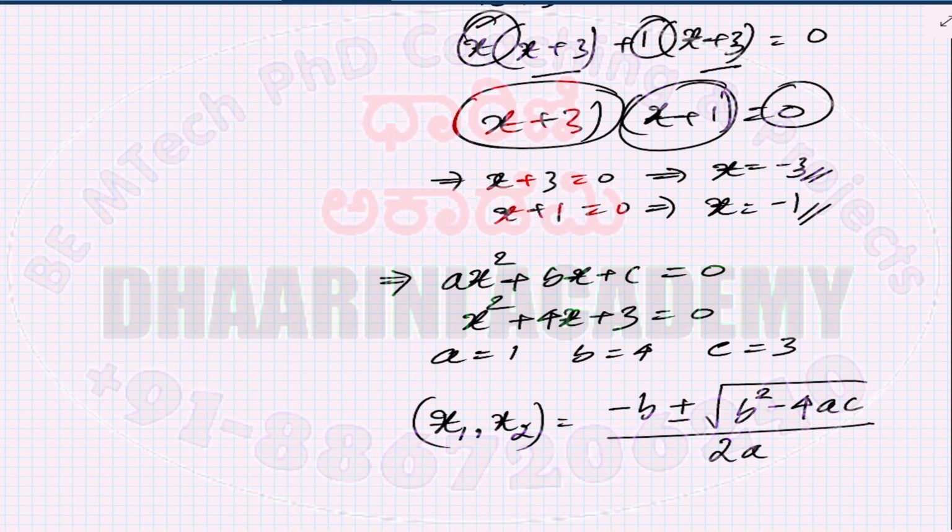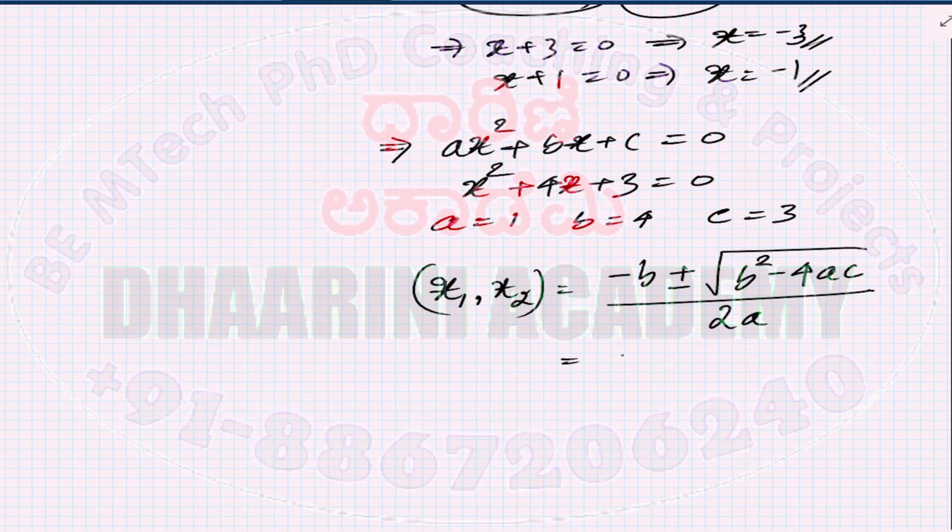Like the manual method, I got minus 3 and minus 1. Now I should get the same answer using even this method. So substitute. This is minus b, so minus b is minus 4 plus or minus. In the sense, I need two answers, right? x1 and x2. For the first one you use a plus, for the second one you use a minus. That's why it's a plus or minus.